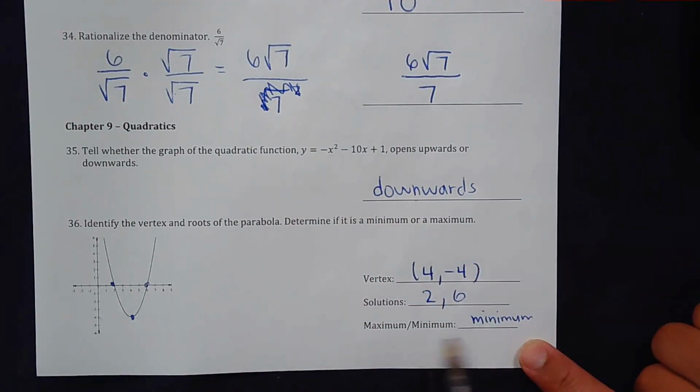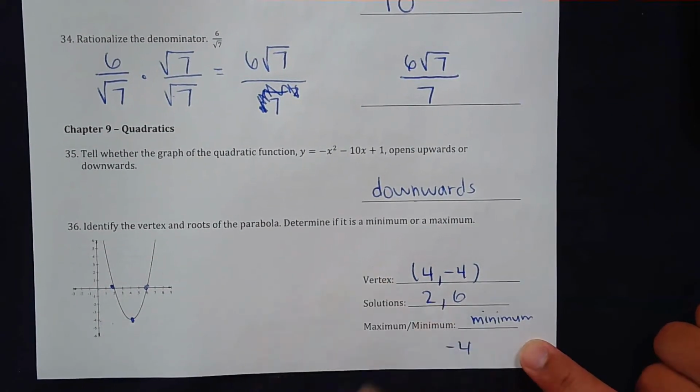Or maybe the graph might ask you, what is the minimum? We would say the minimum is -4.